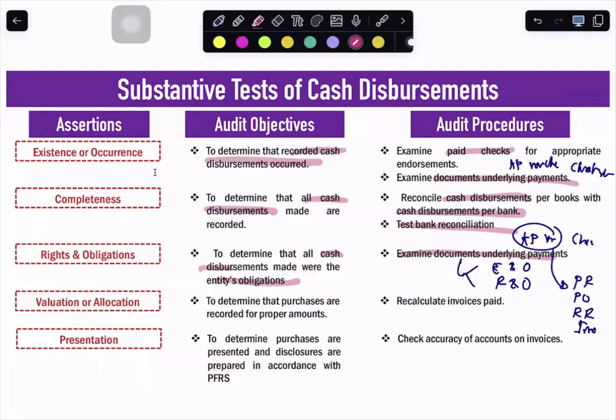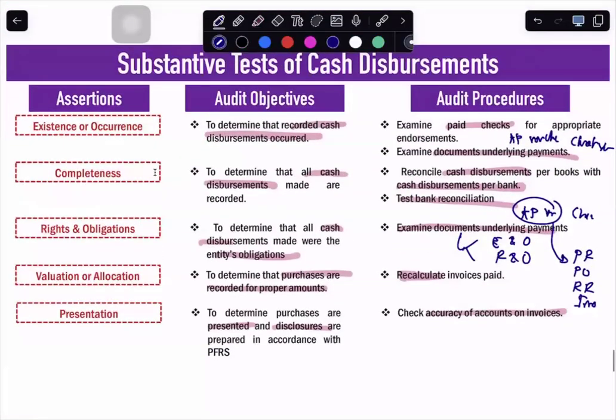Next, valuation or allocation, to determine that purchases are recorded at proper amounts. And what will be your audit procedure? Purely recalculation, whether the amount is proper. Lastly, presentation and disclosure, whether the purchases are presented and disclosed. So what will be your audit procedure? You check the accuracy of accounts on invoices.